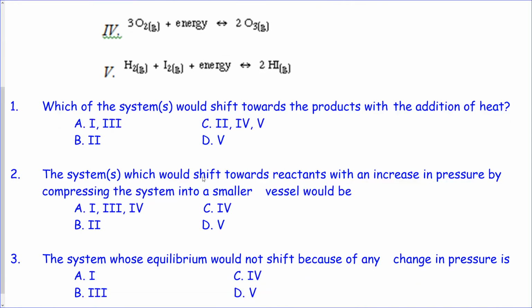Finally, number 3, it says the system whose equilibrium would not shift because of any change in pressure, and I already talked about this. It's going to be number 5, because I have 2 moles on my reactant side, 2 moles on my product side. And when I have an equal number of moles on each side, changing the pressure does absolutely nothing to the system. And that is it for chapter 15.